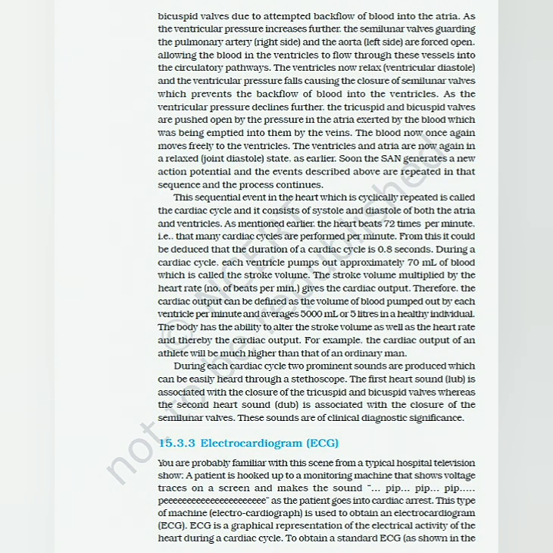During a cardiac cycle, each ventricle pumps out approximately 70 milliliters of blood, which is called the stroke volume. The stroke volume multiplied by the heart rate, the number of beats per minute, gives the cardiac output. Therefore, the cardiac output can be defined as the volume of blood pumped out by each ventricle per minute, on average 5,000 milliliters or 5 liters in a healthy individual. The body has the ability to alter the stroke volume as well as the heart rate and thereby the cardiac output. For example, the cardiac output of an athlete will be much higher than that of an ordinary man. During each cardiac cycle, two prominent sounds are produced which can be easily heard through a stethoscope.